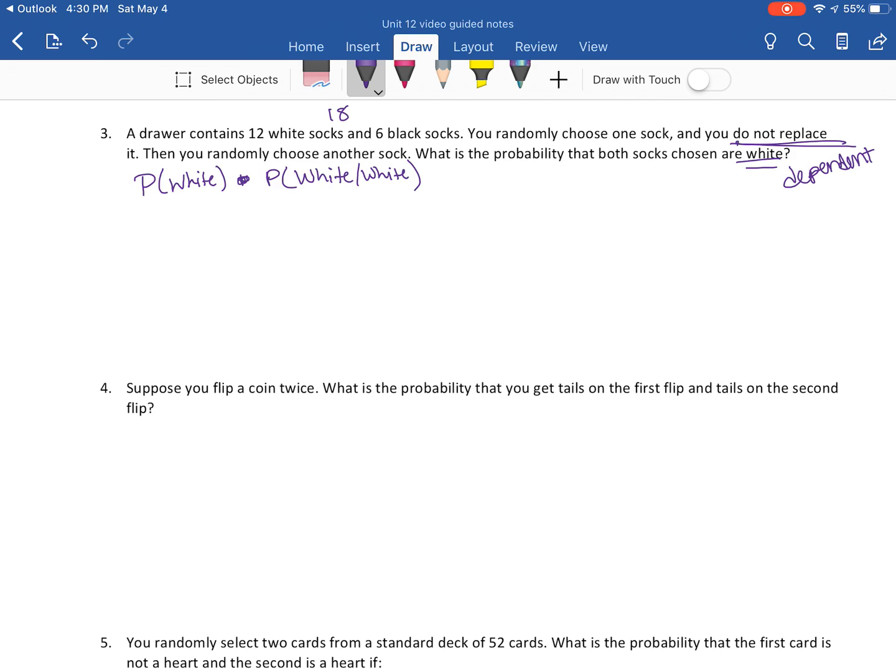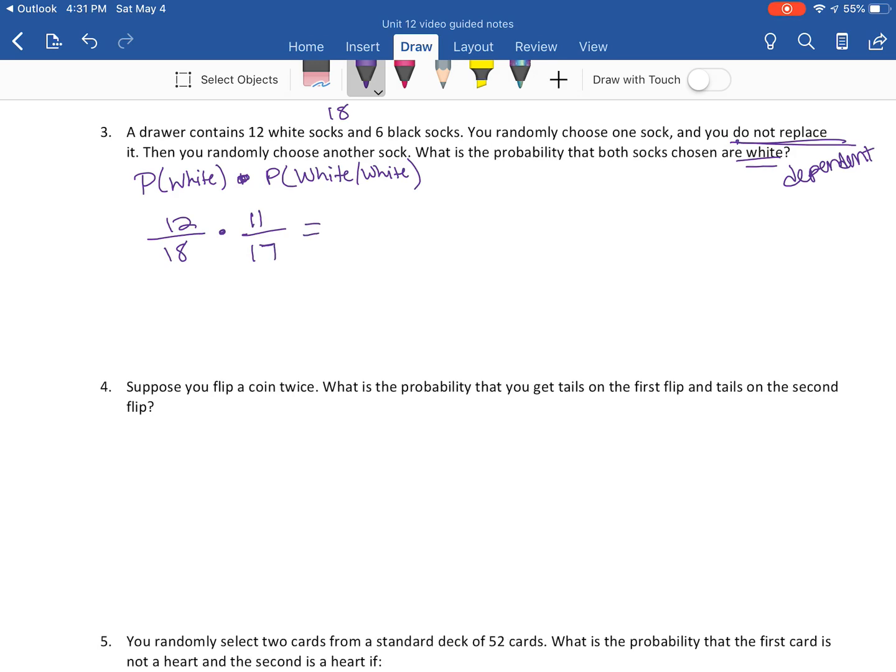So there are 12 white socks, so our original probability would be 12 out of 18 for choosing a white sock. And then if we choose another white sock, well, now we only have 11 out of 17 socks to choose from. When we multiply this together, it gives us a probability of 22 out of 51.